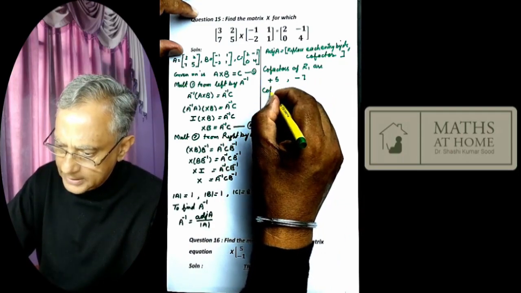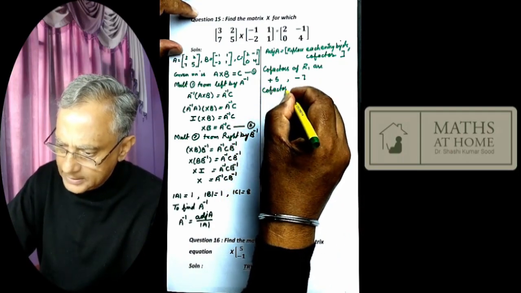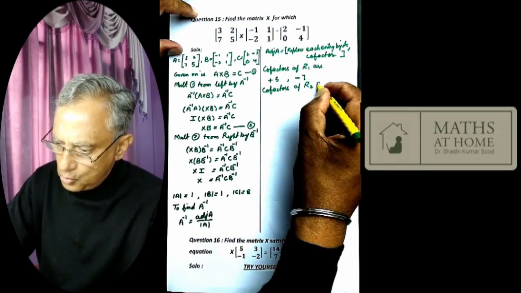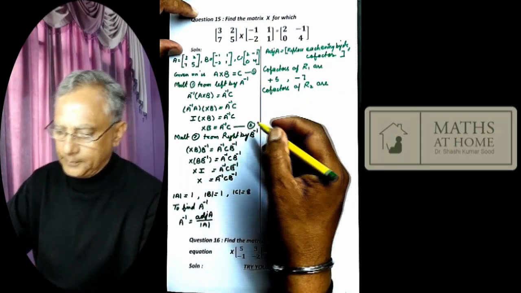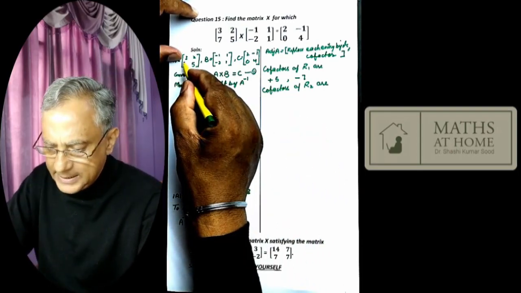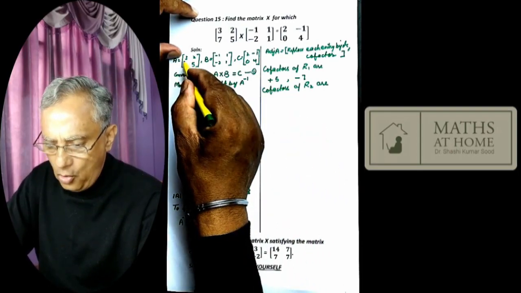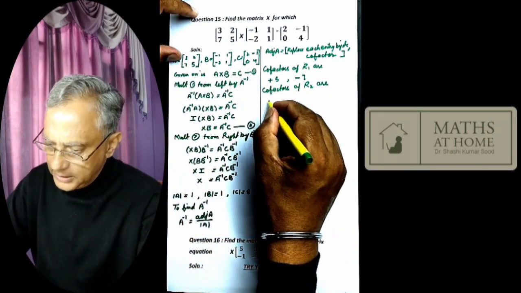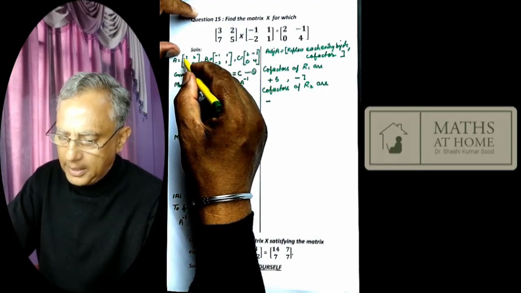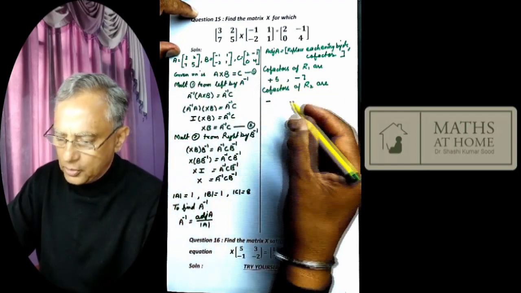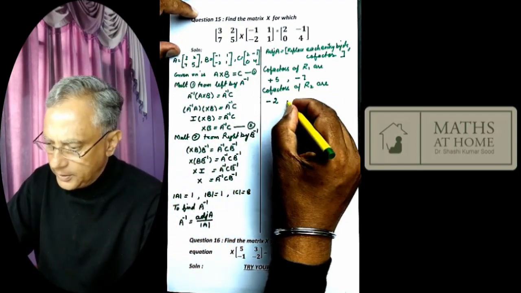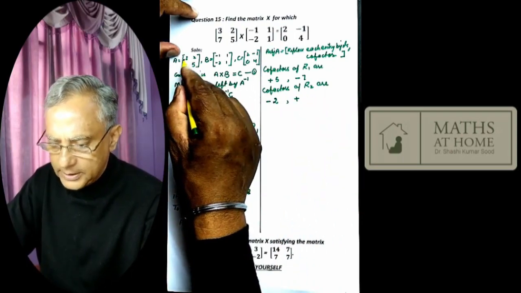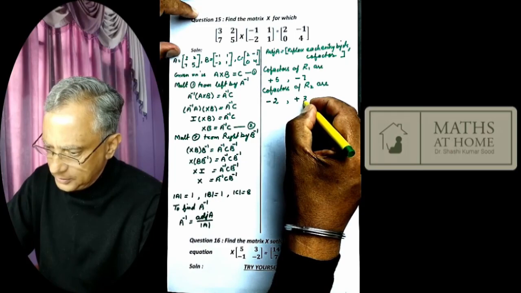So cofactors of R2 are: now this place is second row first column, 2 plus 1 is 3, odd place, so negative, so this will be minus, and this is gone, 2. Next place is even, 2 2, so this is gone, we are left with 3.